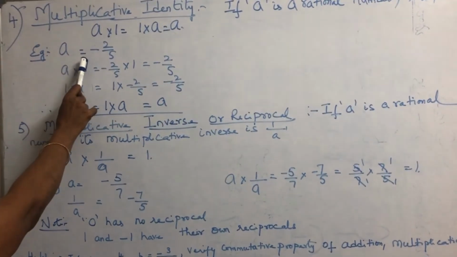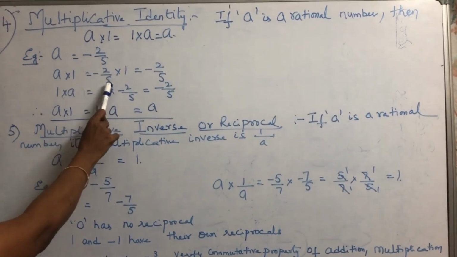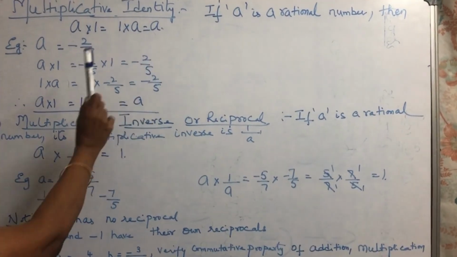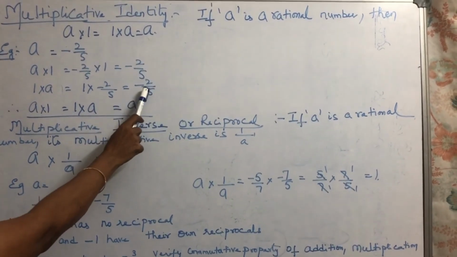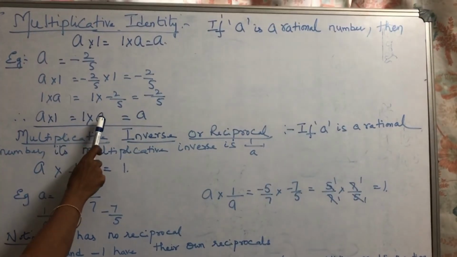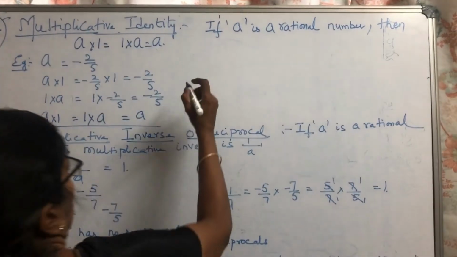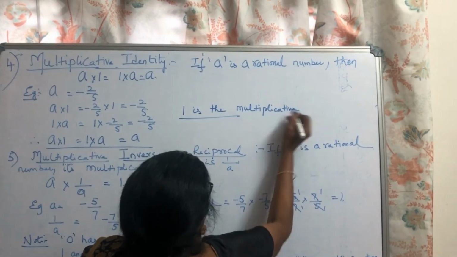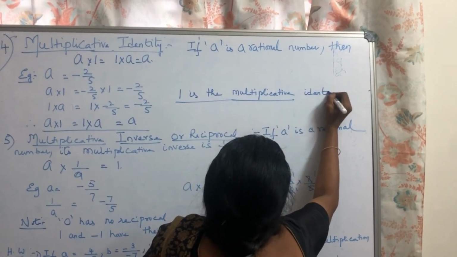Example, A is equal to minus 2 by 5. A into 1 is equal to minus 2 by 5 into 1. Rational into 1 is rational itself. 1 into A, 1 into minus 2 by 5 is equal to minus 2 by 5. A into 1 is equal to 1 into A is equal to A. Multiplicative identity. One is the multiplicative identity.